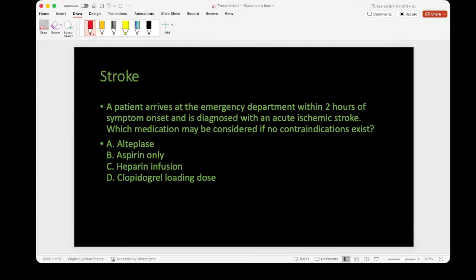This next one is a patient who arrives at the emergency department within 2 hours of symptom onset and is diagnosed with an acute ischemic stroke. Which medication may be considered if no contraindications exist?